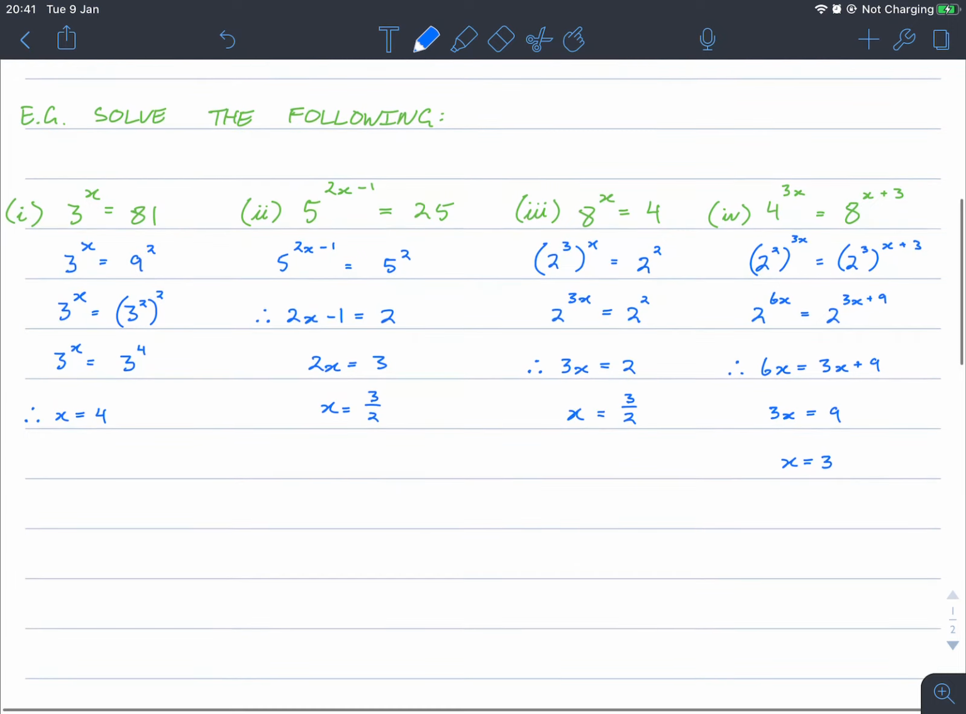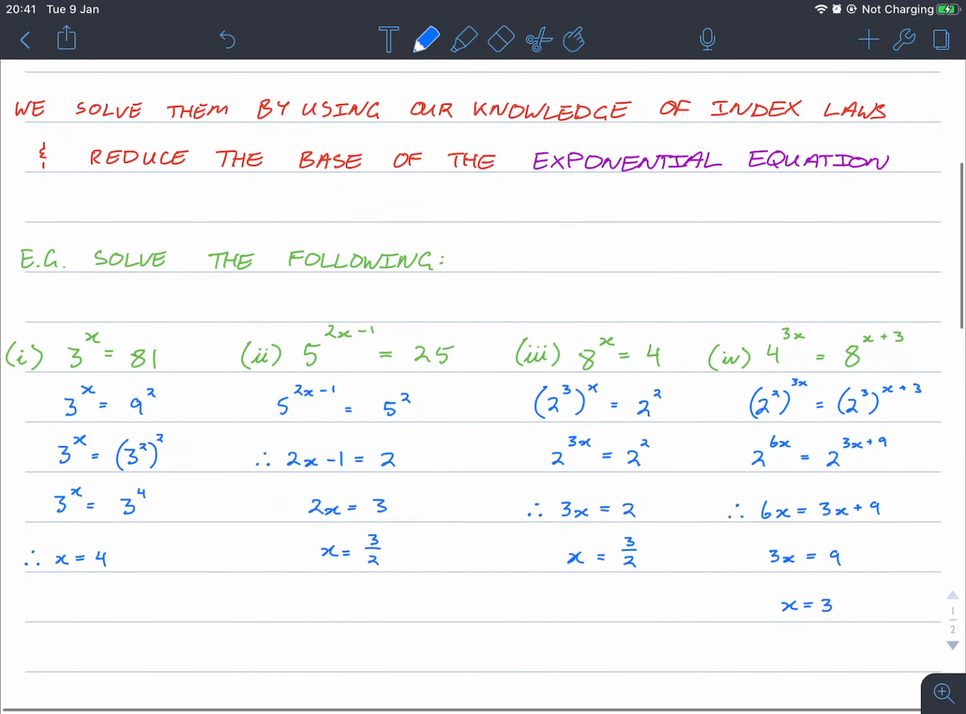So I hope that gave you an insight into solving exponential equations by reducing the bases and using your index laws. Best of luck.